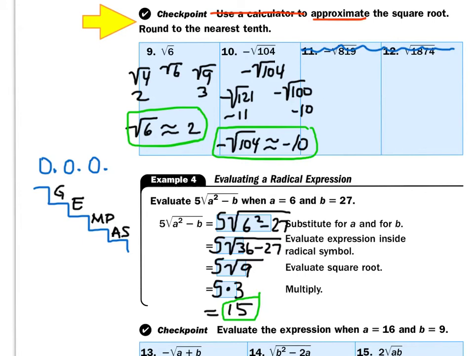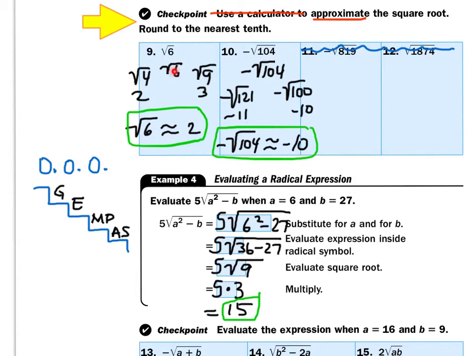And we're also not going to round to the nearest tenths. We're just going to round to the nearest whole number, or integer. Okay, take a look at number 9, the square root of 6. So I look for the two closest perfect squares. That would be 4 and 9. And then I take the square root. So the square root of 6 is between the square root of 4 and the square root of 9, which means it's between 2 and 3.